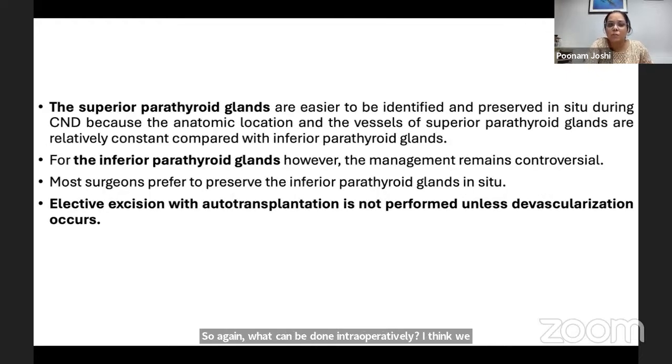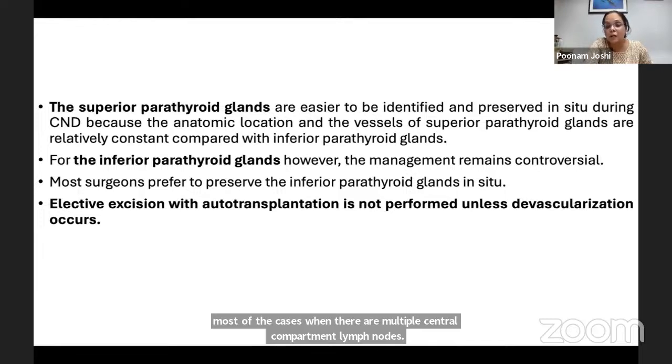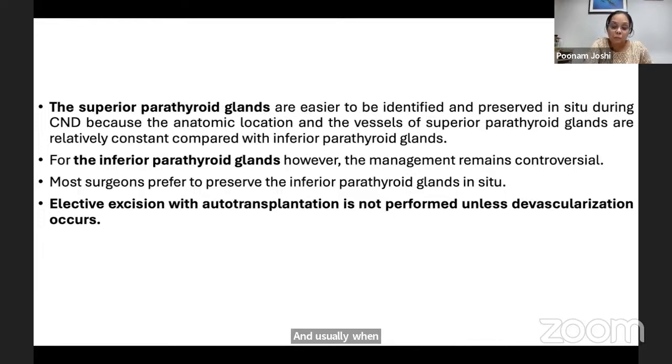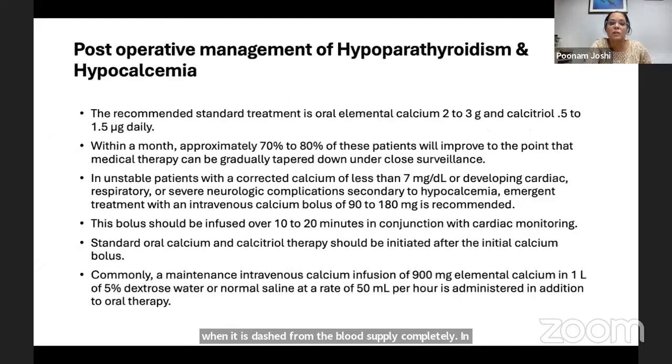We had to save all the blood supply. Superior parathyroids are easier to identify, and inferior ones you can look at too, but usually they are difficult in most cases when there are multiple central compartment lymph nodes. When the gland is dark, you can leave it if the blood supply is intact, I would say, but this again can be debated. And most of the time you have to do autotransplantation when it is detached from the blood supply completely. In those cases, you definitely have to do an autotransplantation.